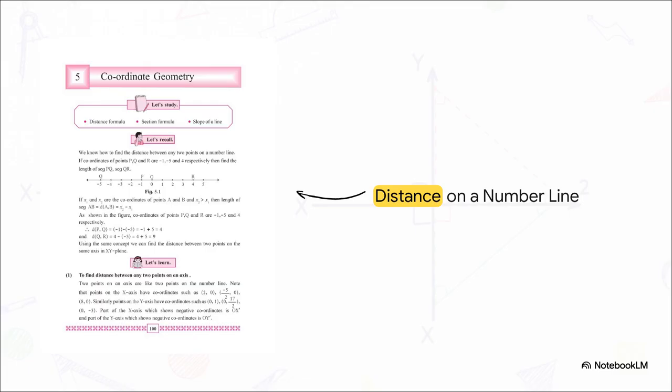To find the exact distance between them, we simply subtract the smaller coordinate from the larger one. So we calculate 4 minus -5. That just becomes 4 plus 5, giving us a total distance of 9. It's very straightforward, it's logical, and it forms the bedrock for everything we are about to do next.